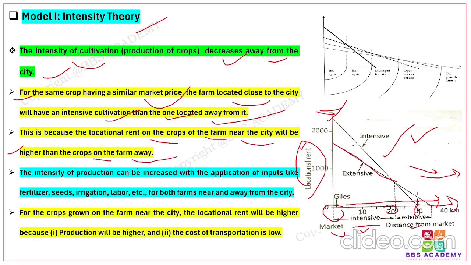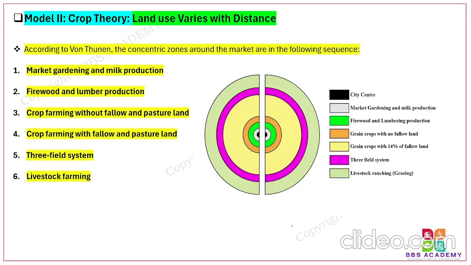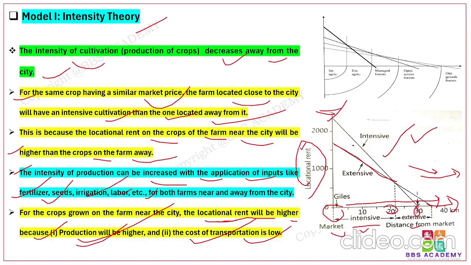The intensity of production can be increased with the application of inputs like fertilizer, seeds, irrigation, labor, etc. For the crops grown on the farm near the city, the locational rent will be higher because production will be higher and the cost of transportation is low in the nearby market area. Okay, so this is all about the intensity theory.